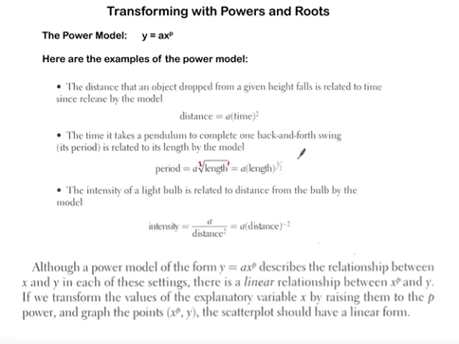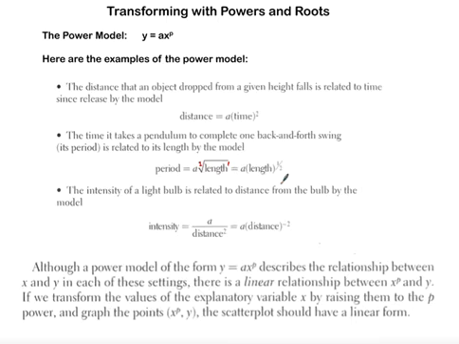The intensity of a light bulb is related to distance from the bulb by the model intensity equals a divided by distance squared. We can rewrite this so it looks like a power. I have a positive exponent on the bottom, but if I move that exponent to the top, it becomes a negative exponent. Even though it's a negative exponent, it's still okay for this one because we were trying to make it look like this particular model.